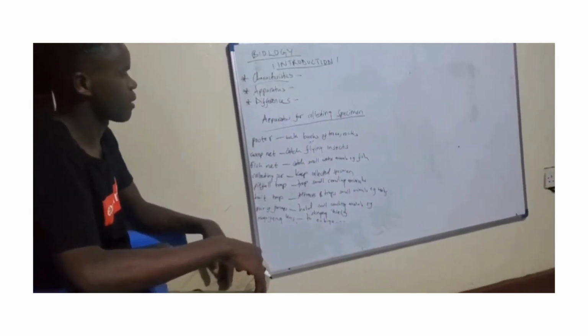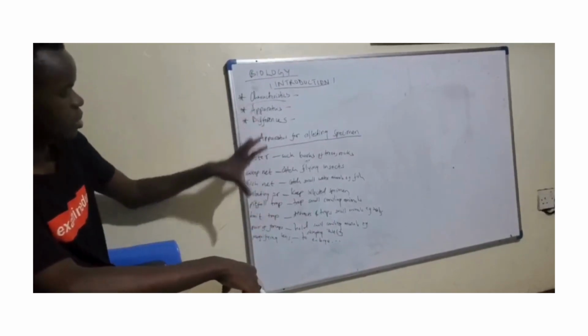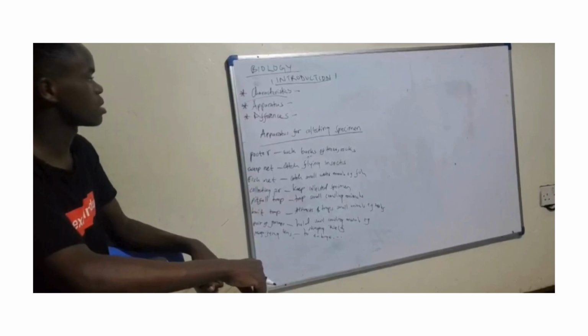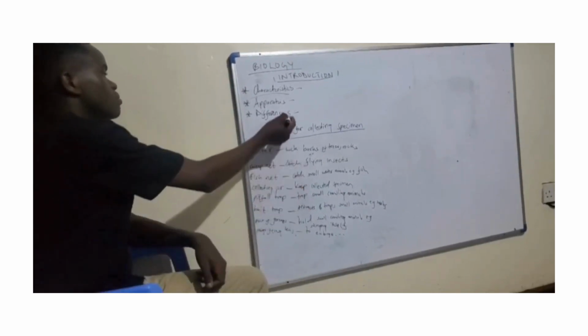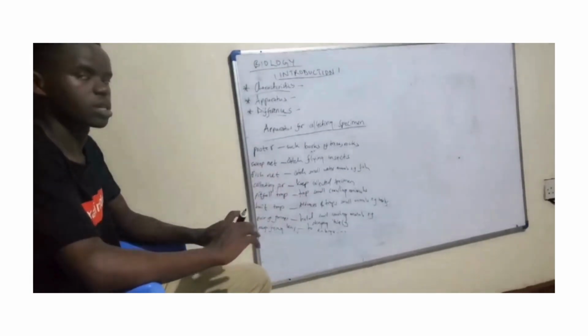Now we are done with the apparatus. I'm going to give you some short time. Maybe you may require to take a screenshot of the apparatus for collecting specimen. Then we'll move on to the last part of our lesson today, that's the differences between plants and animals.